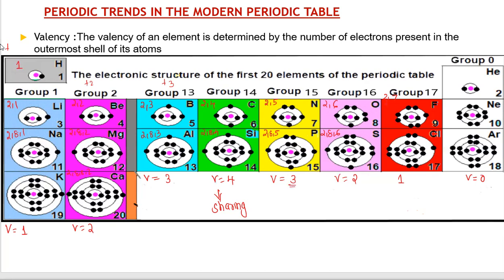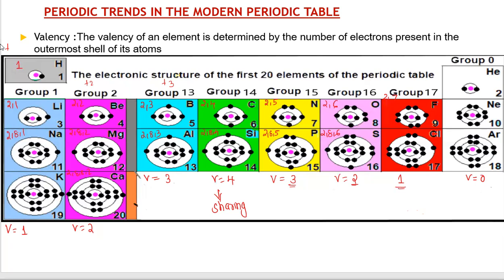Now here, 6 electrons are there in the outermost shell. To get 8 electrons, it needs 2 more electrons. So their valency is 2. Here, fluorine, number of electrons in the outermost shell is 7. It is very difficult to lose 7 electrons. Which is easy, receiving 1 electron, so its valency is 1.